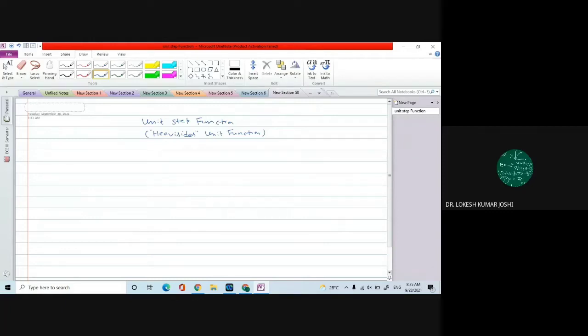Today I am going to discuss with you the unit step function, or Heaviside unit function. It is defined as u(t minus a), and u(t minus a) is equal to 0 if t is less than a, and its value is equal to 1 if t is greater than a. If we draw its graph, it will be like this.